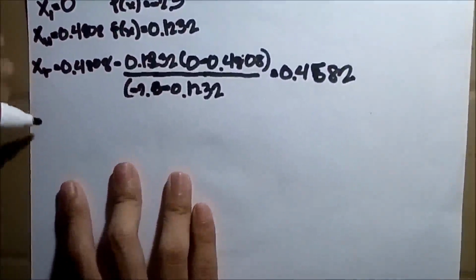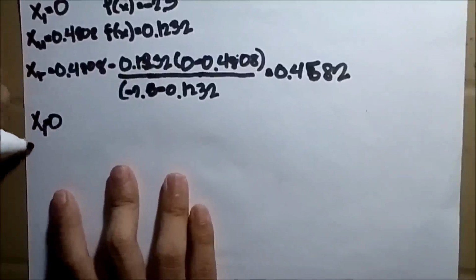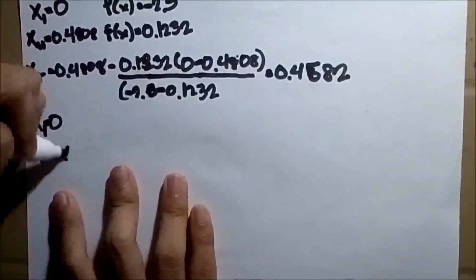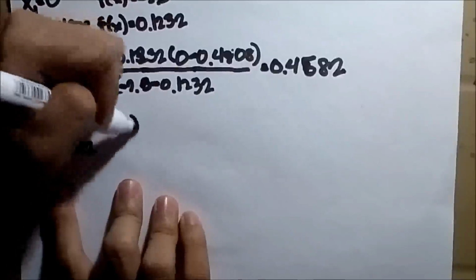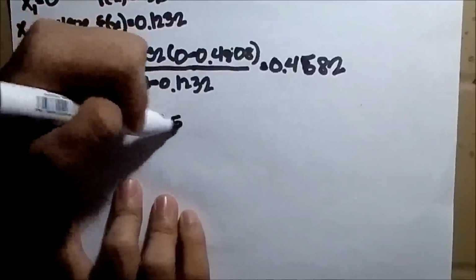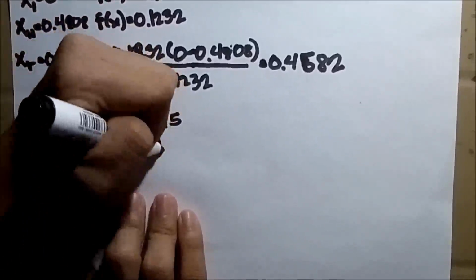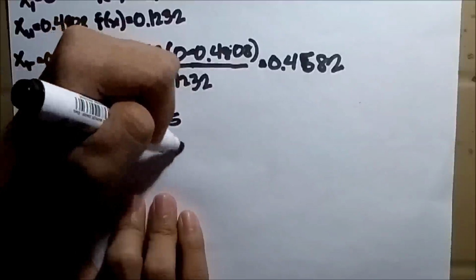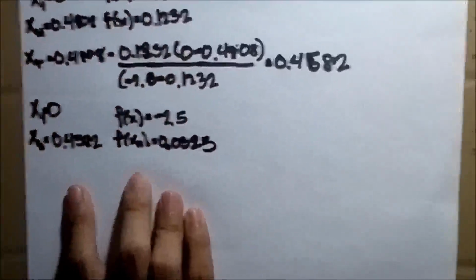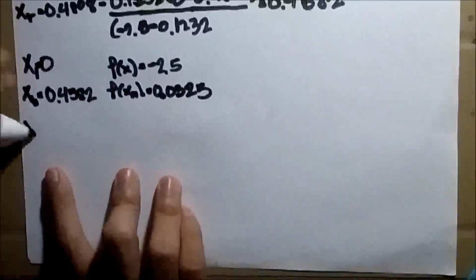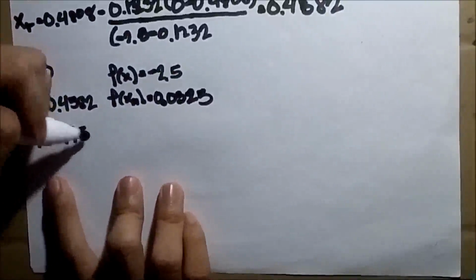For the third iteration, x_l is 0, x_u is 0.4582, f(x_l) equals negative 2.3, and f(x_u) equals 0.0325. Same steps. The answer will be 0.4520.